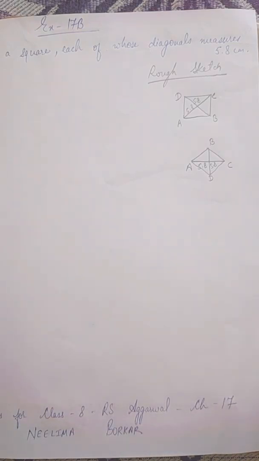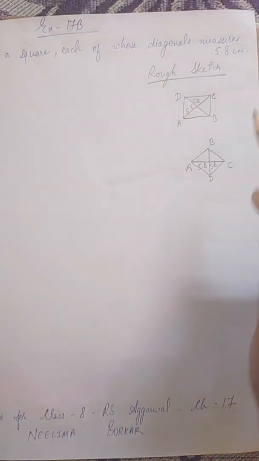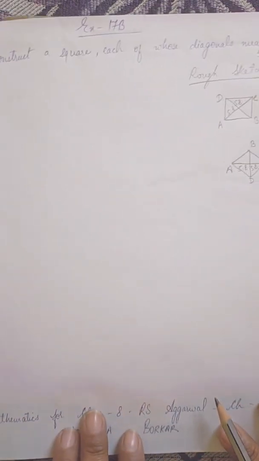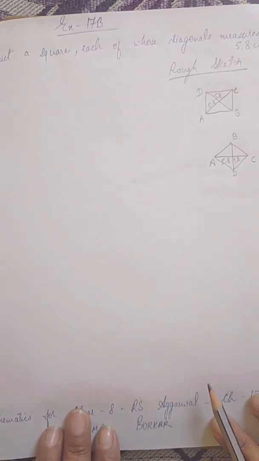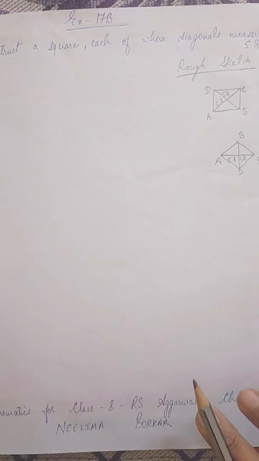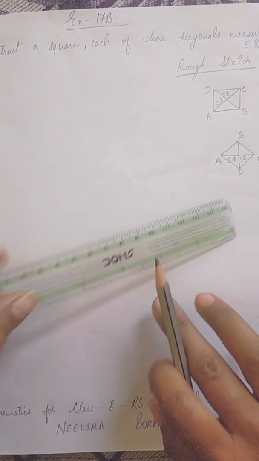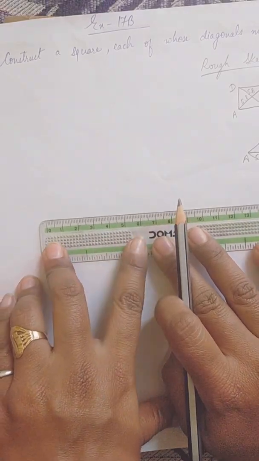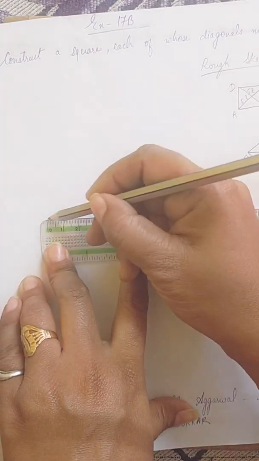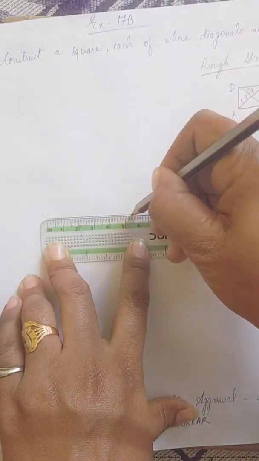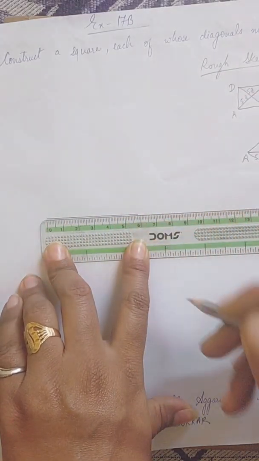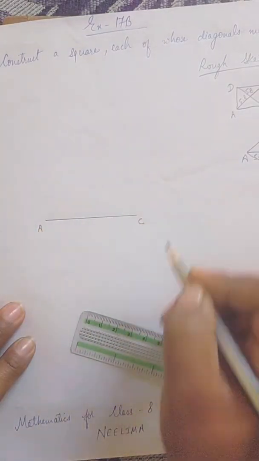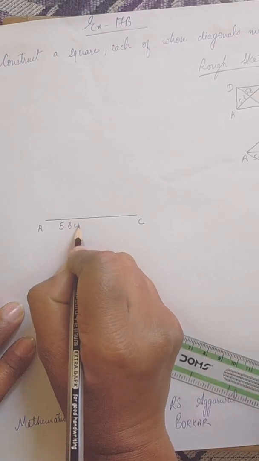But here, AC was slanted, and now we have taken AC horizontally. Still the same type of square will remain. So for that we will first construct AC to be the base, and that should be 5.8 centimeter. So make here 5.8 centimeter, starting from 0 to 5 and 8 more dots will give you 5.8. So here it is 5.8 centimeter. So it is AC and it is 5.8 centimeter.